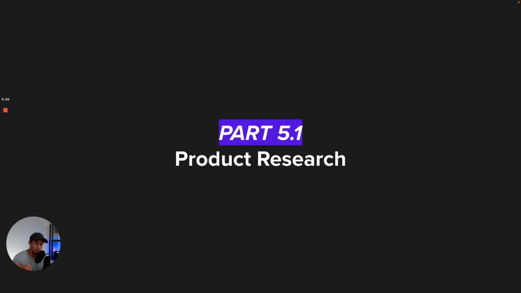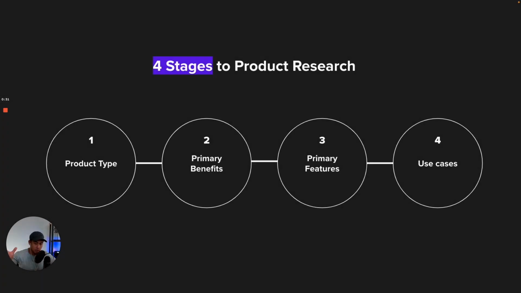So number one, when it comes to product research, I've broken it into 4 different stages of product research. Number 1 is identifying the product type. Number 2 is identifying the primary benefits. Number 3 is identifying the primary features. And number 4 is identifying different use cases for the product itself. Now, if you don't work with products, this could apply to courses, coaching, whatever the case may be. It's the same concept all throughout. But for this specific example, we are going to be talking about e-commerce physical products, because that's what we're known for.